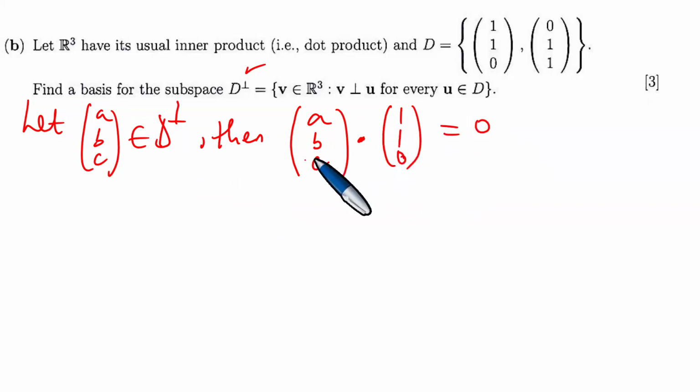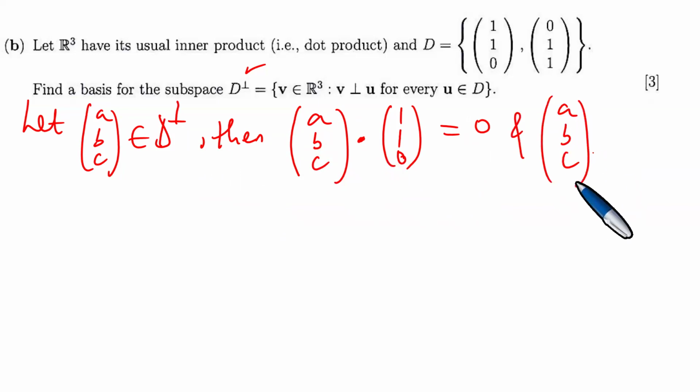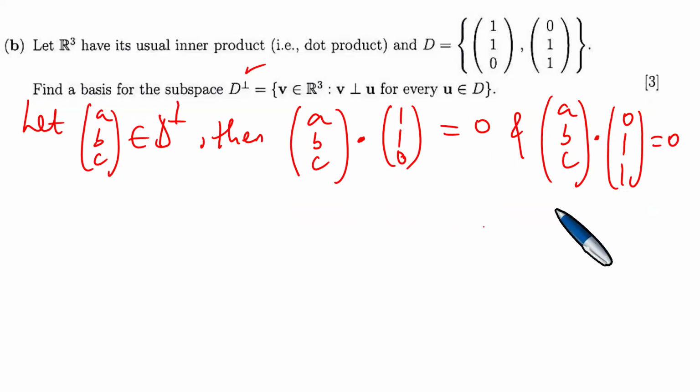Okay, so you have the dot product of this vector with that. But simultaneously, we also have ABC, and we take the dot product with 0, 1, 1, and therefore this is 0. So you have the dot product like this. Why is the dot product 0? It is 0 because they are perpendicular vectors.